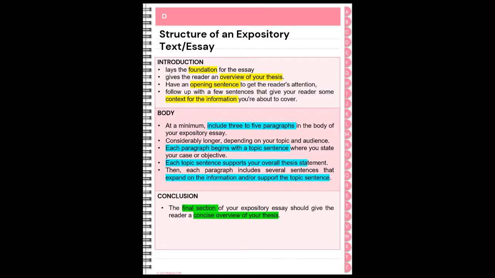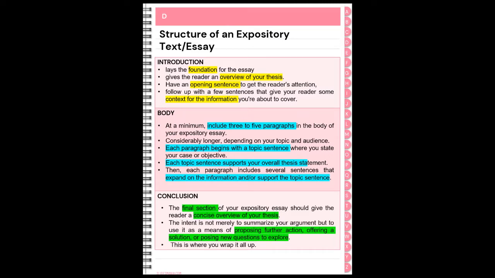Conclusion. The final section of your expository essay should give the reader a concise overview of your thesis. The intent is not merely to summarize your argument, but to use it as a means of proposing further action, offering a solution, or posing new questions to explore. You don't have to cover new materials related to your thesis, okay? This is where you wrap it all up.